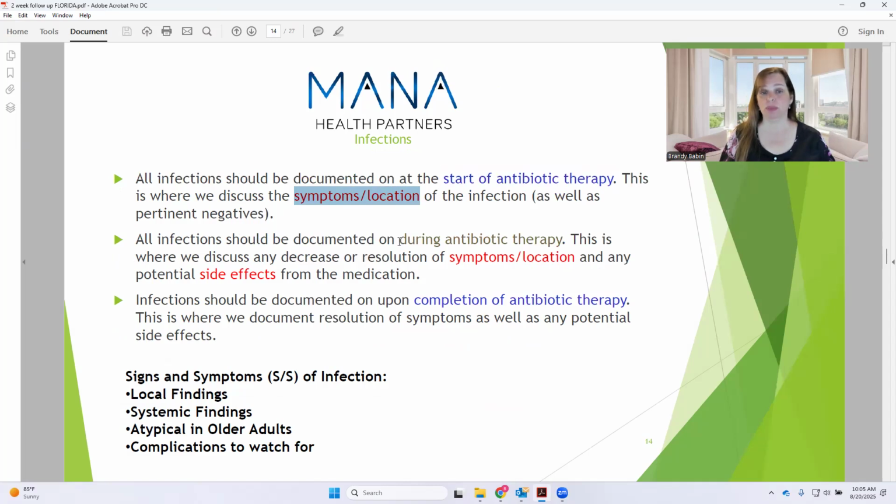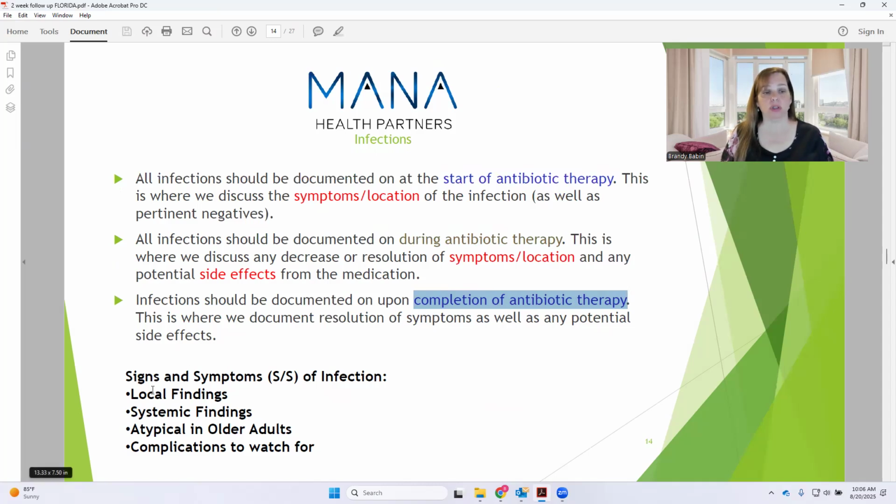All infections should be documented during antibiotic therapy. Rationale why is because how are they doing on the therapy? Are we getting some resolution of those symptoms? And then are we having any side effects of that? And then at the completion or the last day that they're on antibiotics, or 1 day later, are their symptoms resolved? Is there closure with this infection? Is there any side effects that are residual?